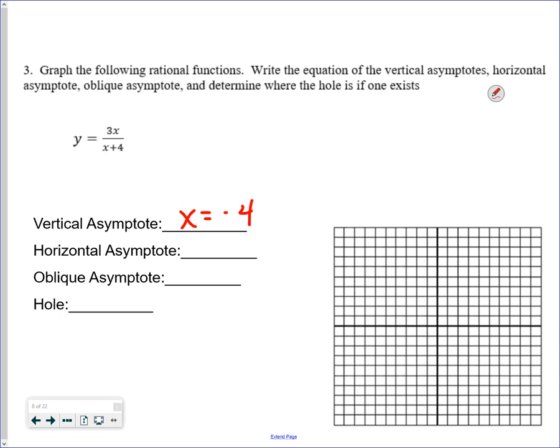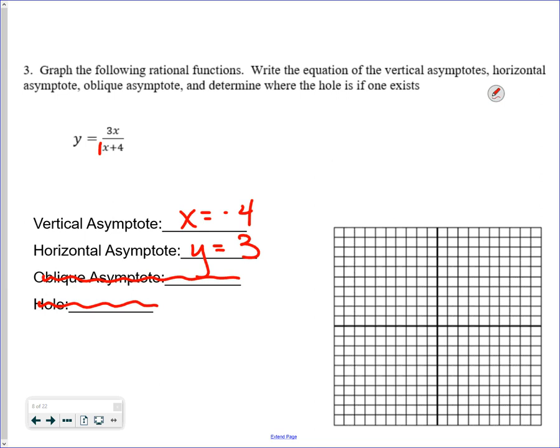Now, the degree of the top and the degree of the bottom. The degree of the top is 1. The degree of the bottom is also 1. We're talking about the exponents. Anytime you have that situation, the horizontal asymptote is always the coefficients. So 3 over 1. Nothing cancels, so there is no hole, and the degree of the top is not bigger than the bottom, so there's no oblique asymptote.